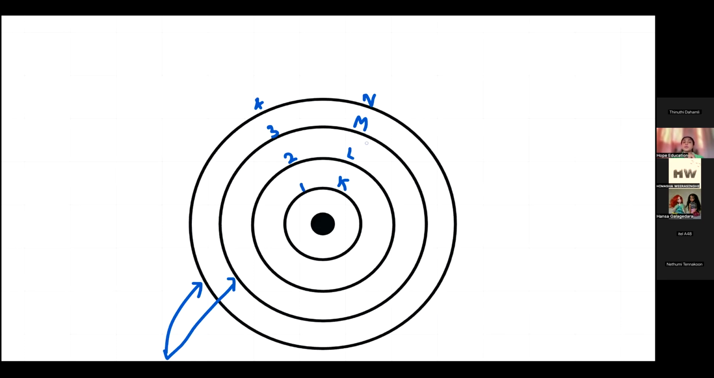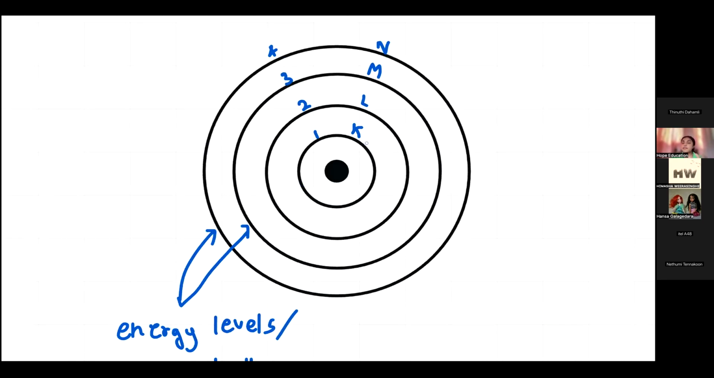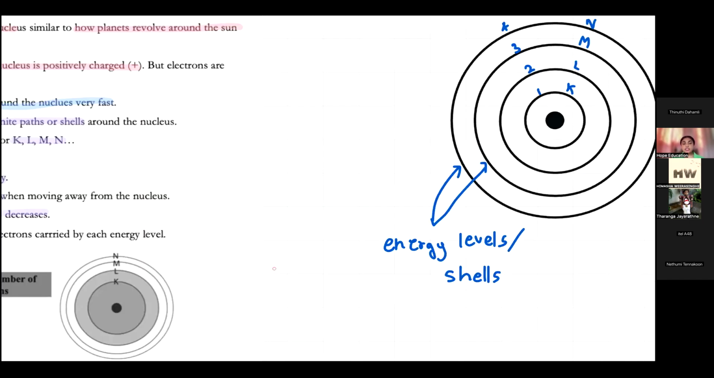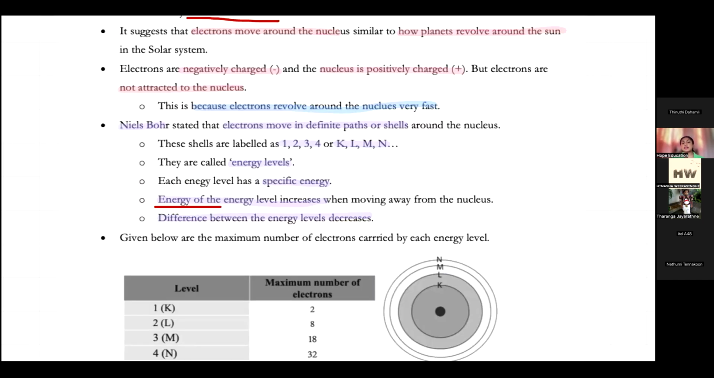And another thing Niels Bohr says is that all of these energy levels have certain energies, right? If this one's energy is 100, it is always 100. This one is 200, this one 300. Likewise, all these energy levels have fixed energies. Every energy level has an energy. And if you remember this sentence, energy of the energy level increases when moving away from the nucleus. What does that mean?